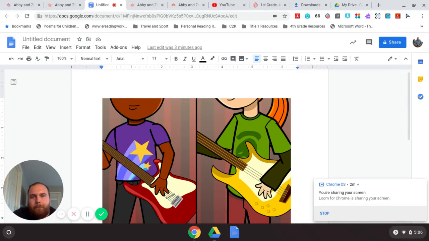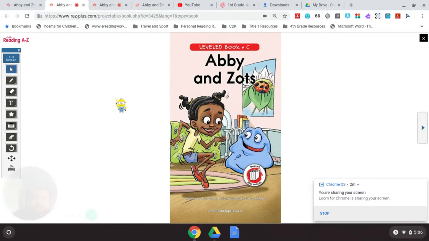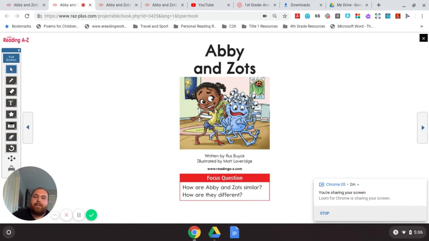Okay? And what we're going to do is take our knowledge of compare and contrast, same and different, and read a story about Abby and Zotz. Okay? Abby and Zotz. In this story, we're going to talk about the way Abby and Zotz are the same, and the way Abby and Zotz are different. Abby and Zotz is written by Russ Boyack, and it's illustrated by Matt Leveridge.